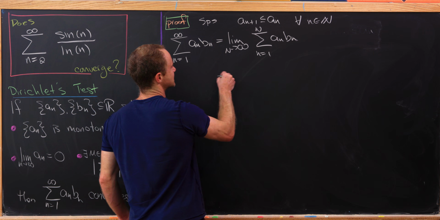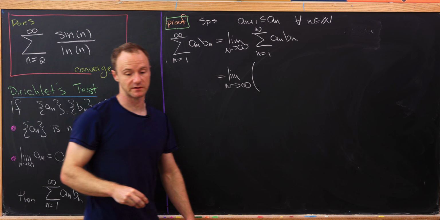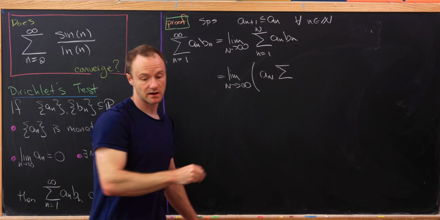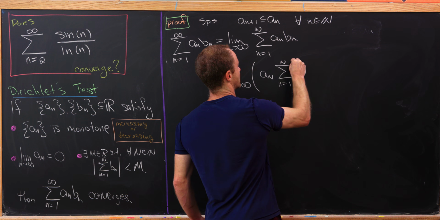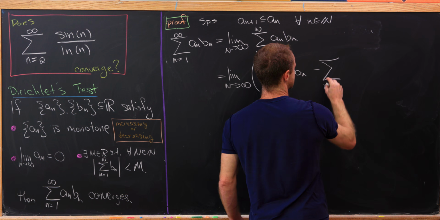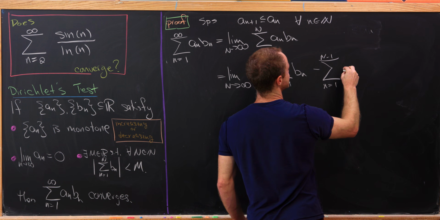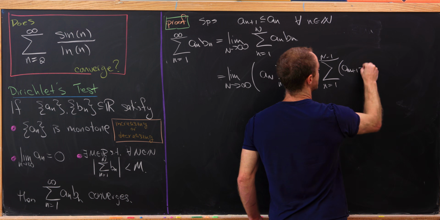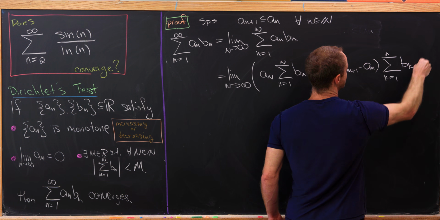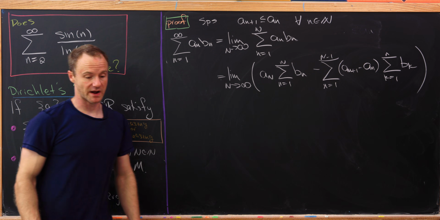Okay, so that'll allow us to take this and rewrite it as follows. So we have the limit as capital N goes to infinity of a sub capital N times the sum of lowercase n going from 1 to capital N of b sub n, and then minus this sum as n goes from 1 to N minus 1 of a_{n+1} minus a_n times the sum as k goes from 1 to n of b sub k. So notice that b sub k sum is within this sum right here.